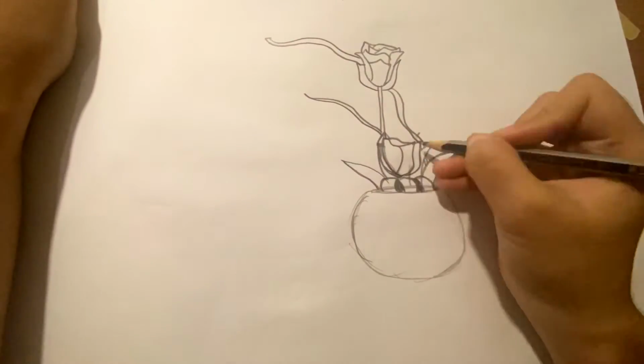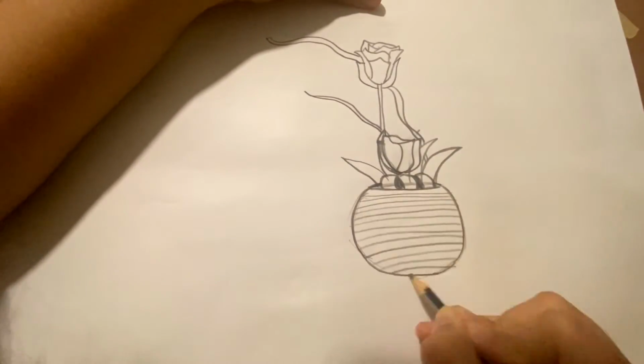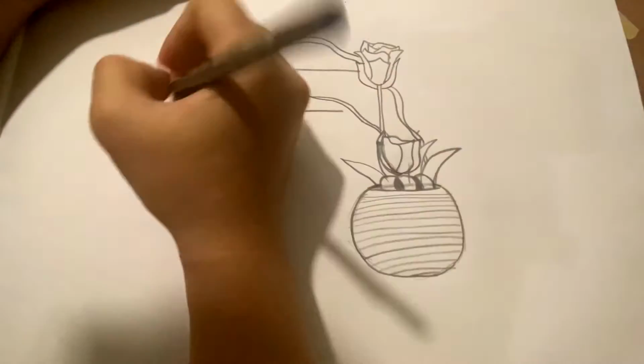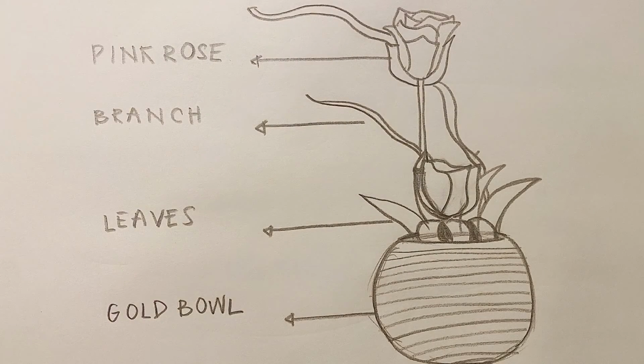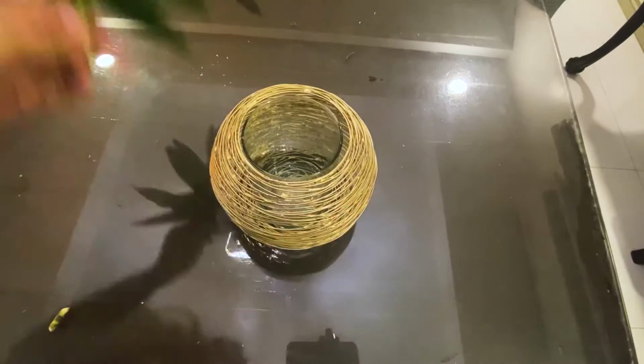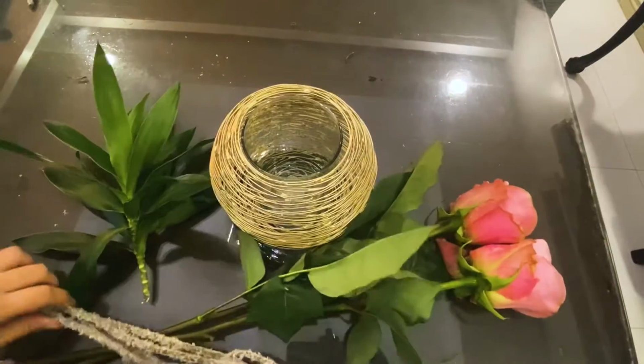After that, the branches will be used to create a sense of movement to the design, conforming to its natural curved and unique shape. It will be used to further highlight the pink rose. Okay, now I'm starting to gather my materials. First is the bowl, then the leaves, and the two roses, and the branches.